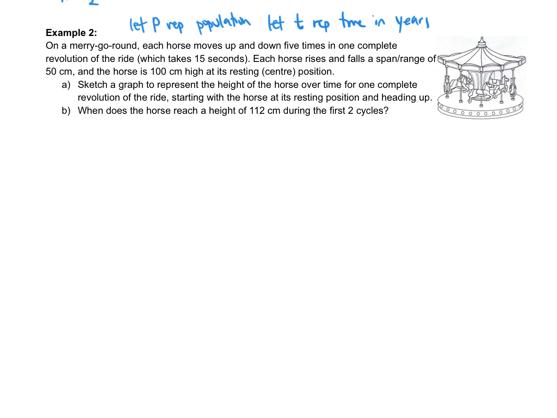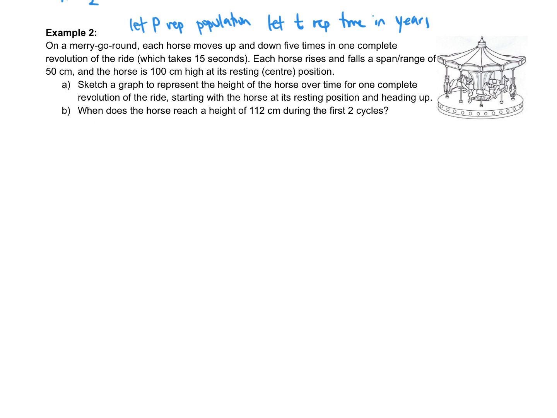On a merry-go-round, each horse moves up and down 5 times in one complete revolution of the ride, which takes 15 seconds. Each horse rises and falls a span or a range of 50 centimeters, and the horse is 100 centimeters high at its resting or center position. Sketch the graph to represent the height of the horse over time for one complete revolution of the ride, starting with the horse at its resting position and heading up.